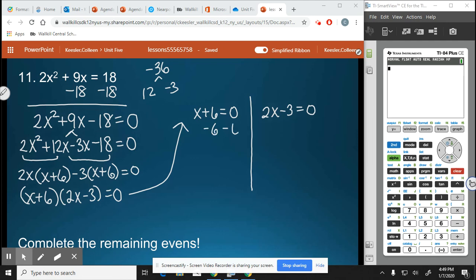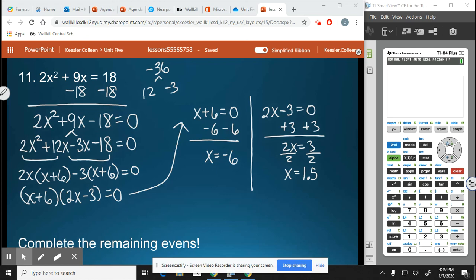If I subtract 6, x equals negative 6. And if I add 3, and then divide by 2, x equals 1.5. And that's okay. You can get a decimal answer. So my two solutions for number 11 are negative 6 and 1.5.